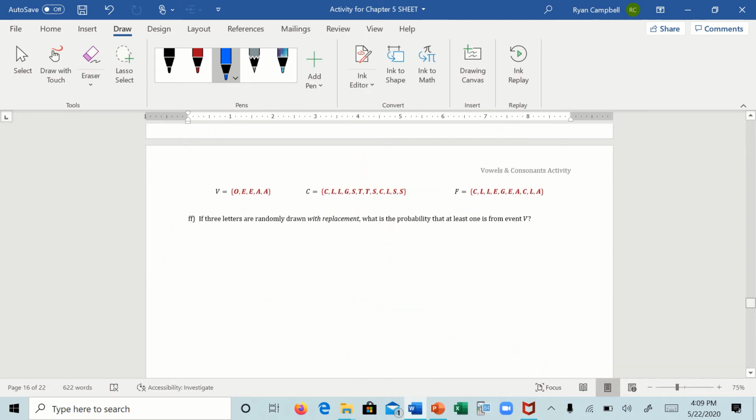Last concept, and then we are done with Chapter 5 reviews. Woo! All right. So, part F. If 3 letters are drawn with replacement, what's the probability at least one is in V? So at least one. So we got to do our 4 steps. Step 1, L. L means at least one in V. So then step 2, the complement, right? So that's none in V.